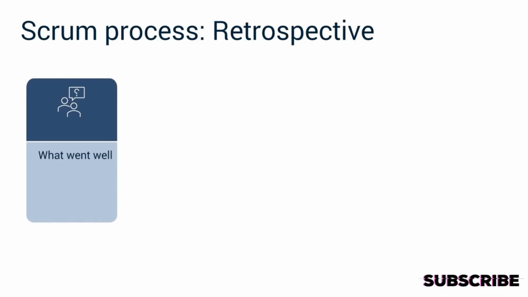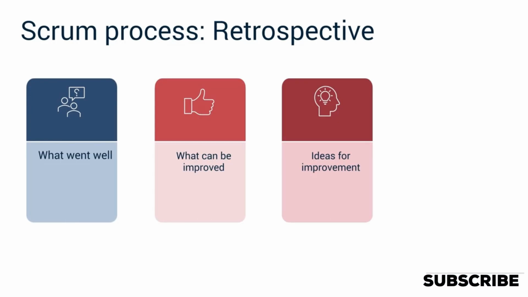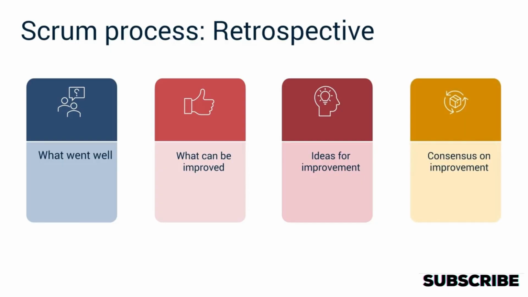The Scrum Master facilitates a retrospective at the end of the sprint. At this meeting, every member of the team shares what went well, what can be improved, and their ideas for one big improvement. The Scrum Master ensures that there is consensus on the improvement item selected and works towards adopting it in the new sprint.